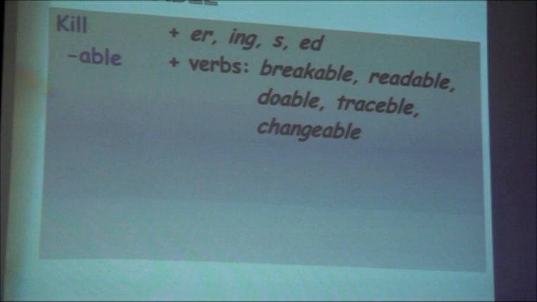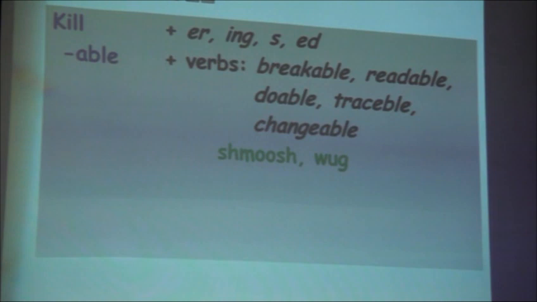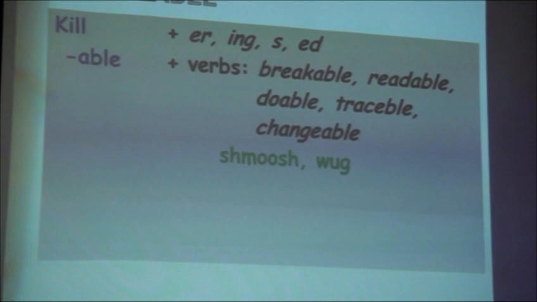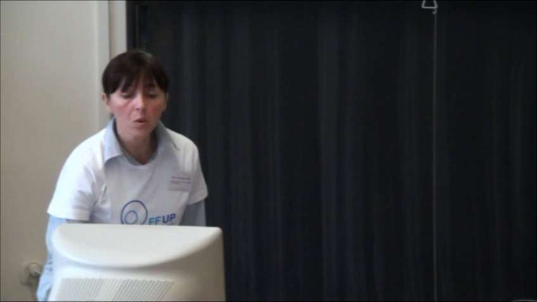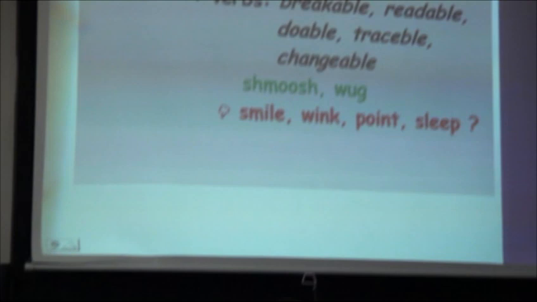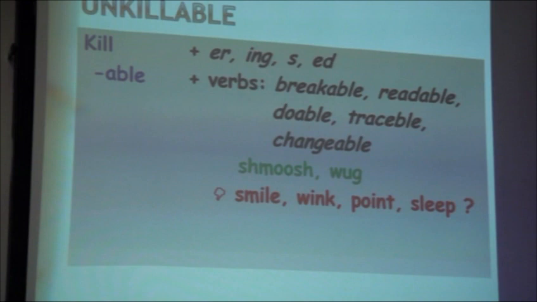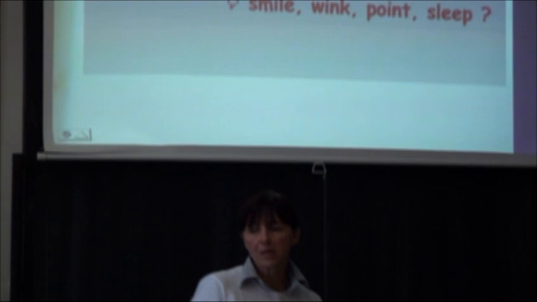Right? If I give you words that you never heard before, smoosh it. Smoosh it because it is smooshable. Right? Please bug it because it is buggable. Right? You can take able and hang it onto verbs that you have never used before. That's one thing you know. But you also know another thing. You also know that you don't say smileable. Winkable is wrong, pointable is wrong, sleepable is also wrong, right? So there is something in your knowledge of words that separates these verbs from these.